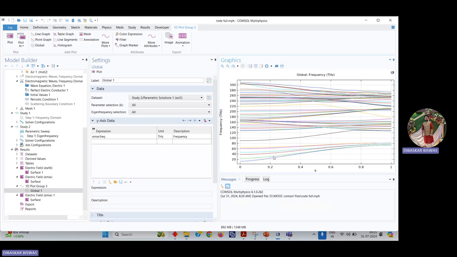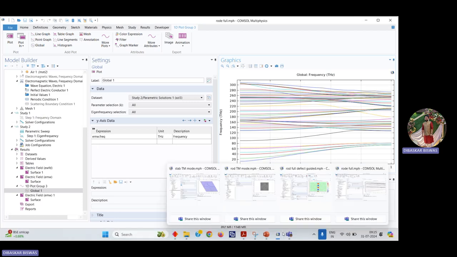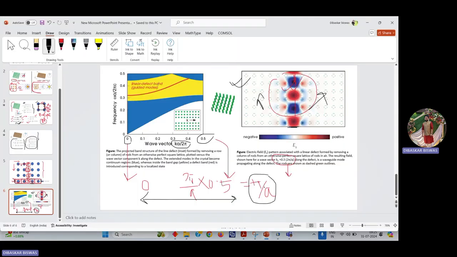Now you need to see how, for that particular frequency, the wave is actually propagating. So we shall see that. In the book, they have taken an example for ky equal to 0.3 into 2 pi by a, so that is 0.6 into pi.